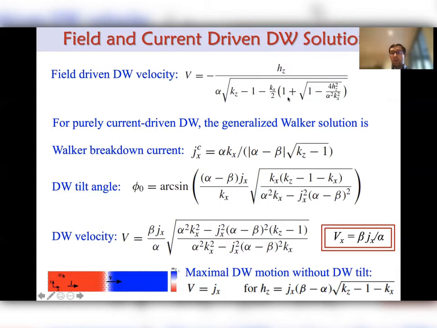All right, so now let me switch gears and consider another interesting case: purely current-driven domain wall motion. In this case, the magnetic field is 0, and the generalized Walker solution can be given by this expression. First of all, we find the critical current, the current above which we have Walker breakdown. Again, you can see that this critical current is given by the ratio of anisotropies, and also by the difference between Gilbert damping alpha and the non-adiabatic spin transfer torque beta.